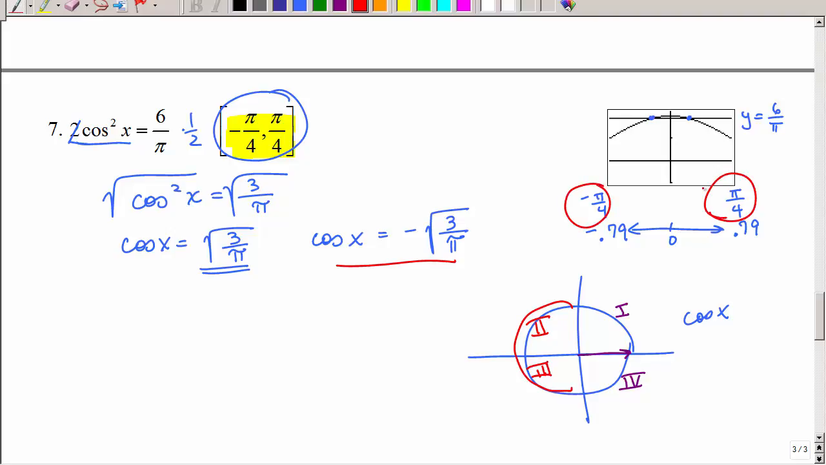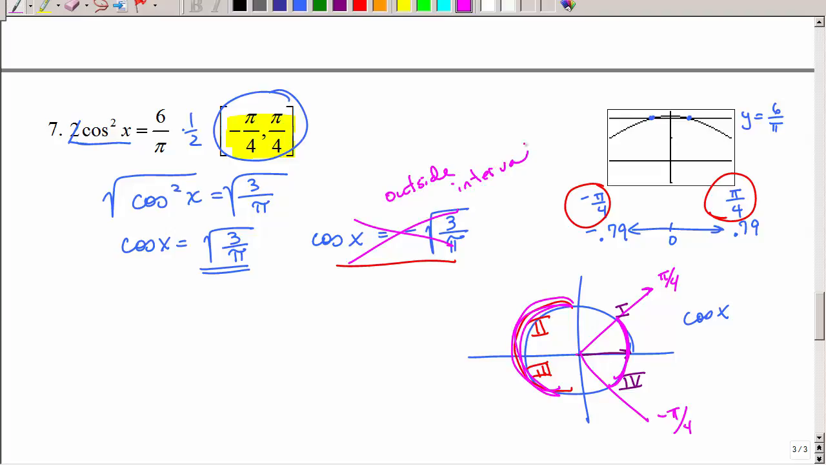Where are those angles? Here's pi over 4. Here's negative pi over 4. That's the only place my answers can be. So am I ever going to be over here where the cosine is negative? No. This is outside our interval. If our interval was between 0 and 2 pi or something different, we would have included those. So we can knock that out.